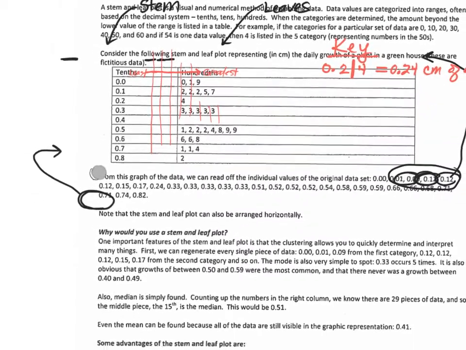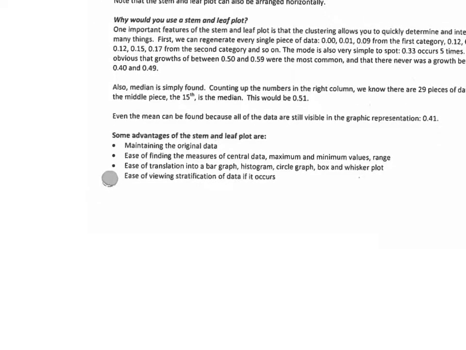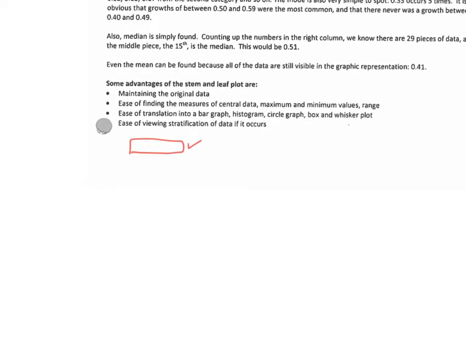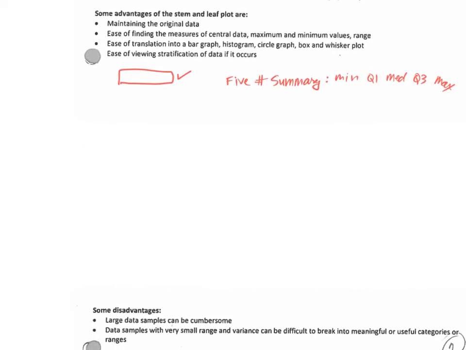Okay, so benefits. The advantages of the stem and leaf plot is that you can see all of the original data. That's a good thing, because then you can find the 5-number summary very easily. And what are the things in the 5-number summary, by the way? Min, let's do it in order. Min, Q1, median, Q3, and max. Very good. So you can find all of those values very easily with the stem and leaf plot.